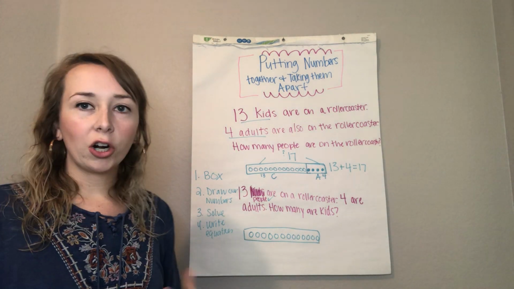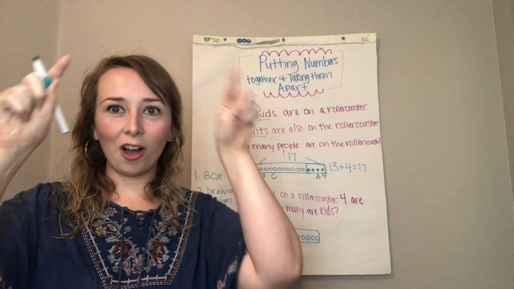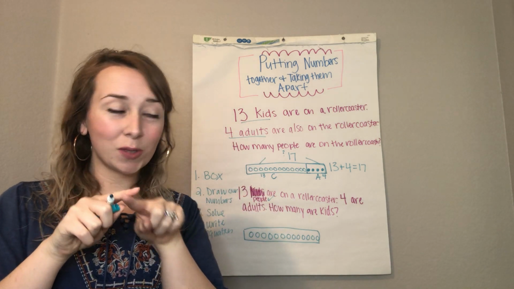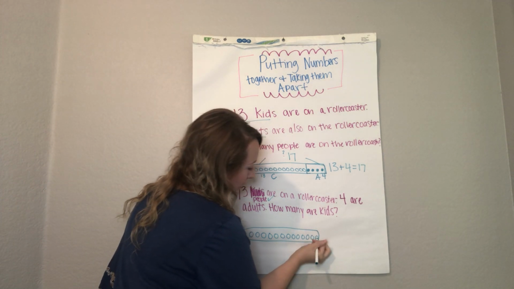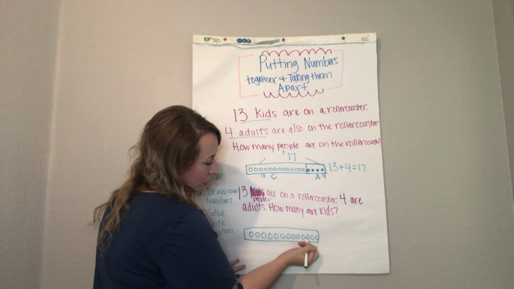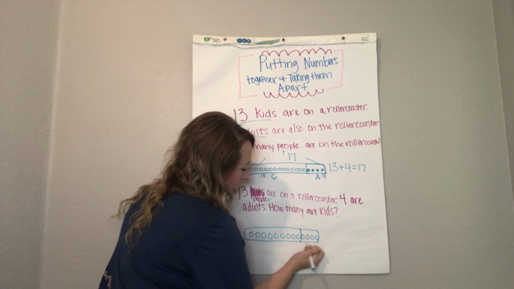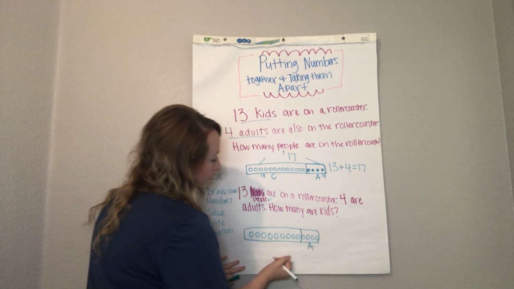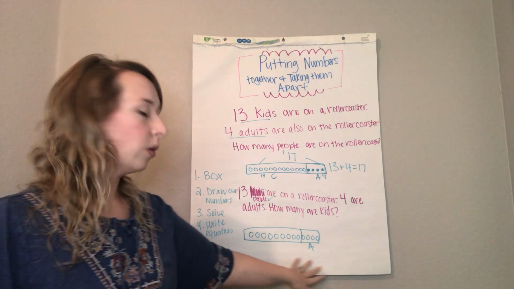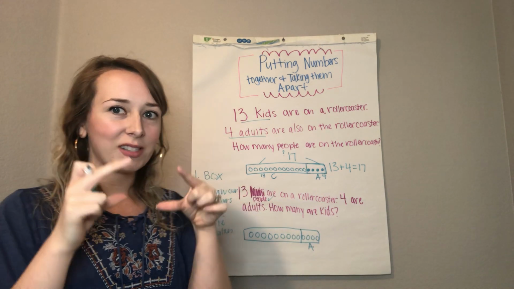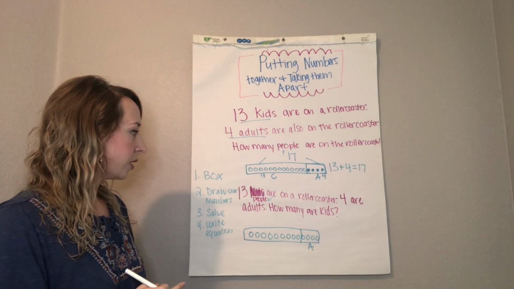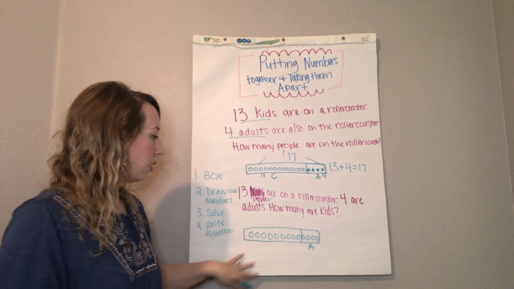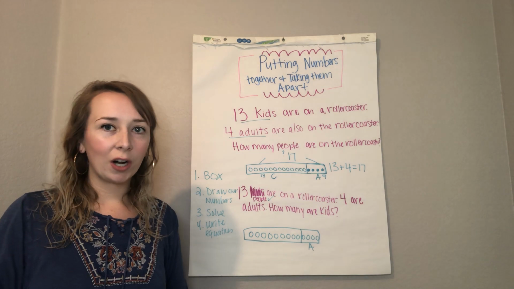4 of them are adults, so I need to section off 4 of those circles because those are the adults. So let's break that off. So I'm going to count out 4. 1, 2, 3, 4. And I'm going to put A for adults so that I know that that is the adult section I'm taking off. So if 13 people are on the roller coaster, 4 are adults, so how many are kids?